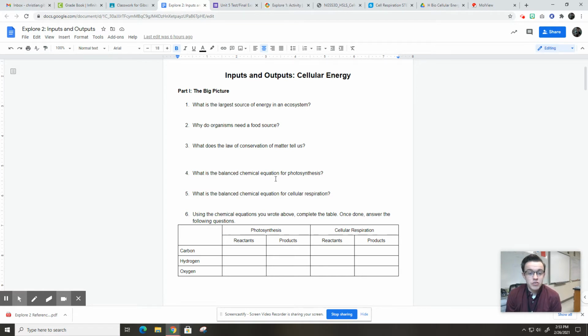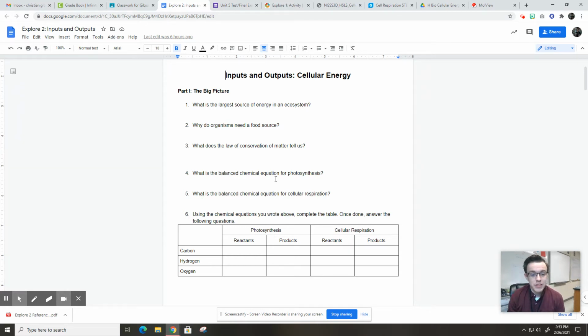It says, what is the largest source of energy in an ecosystem? So where does energy enter an ecosystem? The largest source of energy actually comes from the sun. So the energy from the sun is absorbed in order to do photosynthesis, and that's how energy is captured and placed into an ecosystem. So number one, we're looking at the sun, right?